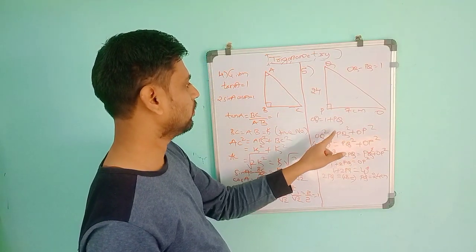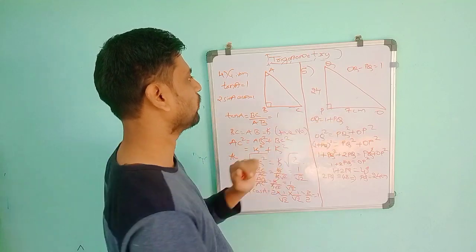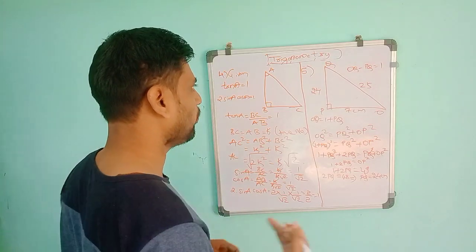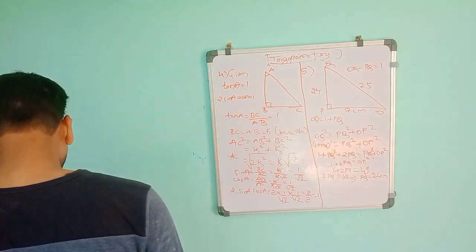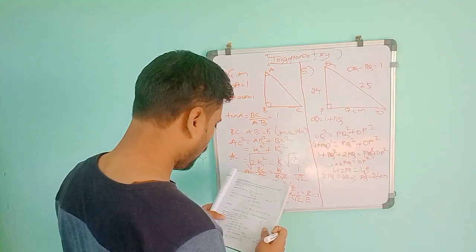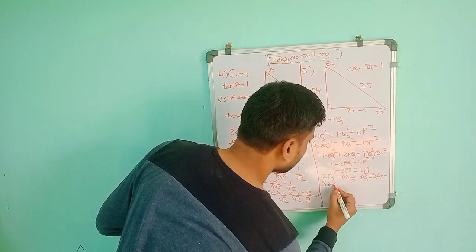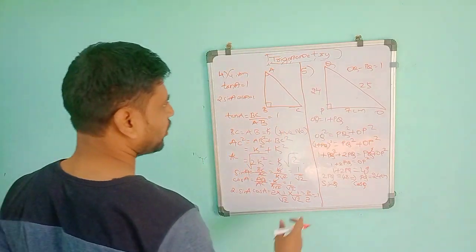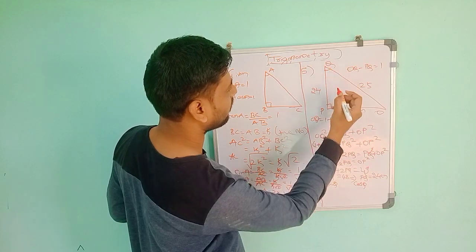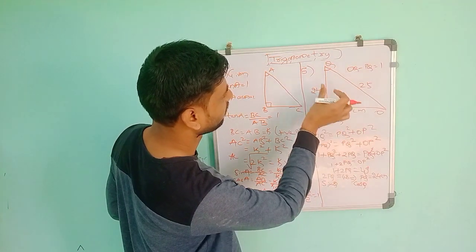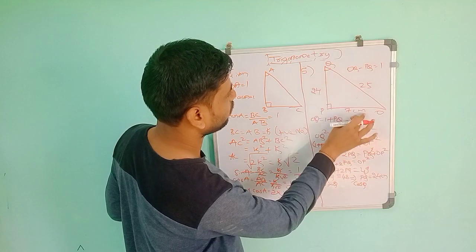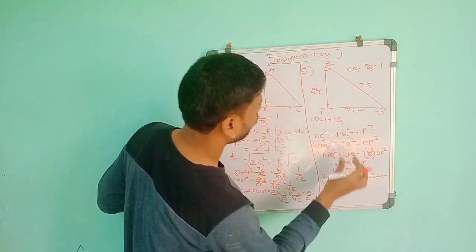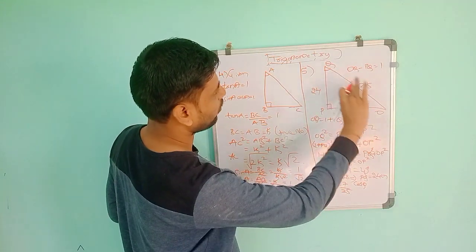PQ is 24, so OQ means 1 plus 24. This will be 25. If you know all three sides, you can write the values for any trigonometric ratios. Then they have given to find the value of sin Q and cos Q. So sin Q is nothing but, here Q, the sin formula is opposite by hypotenuse. That is 7 by 25, because the opposite is 7 and the hypotenuse is 25.